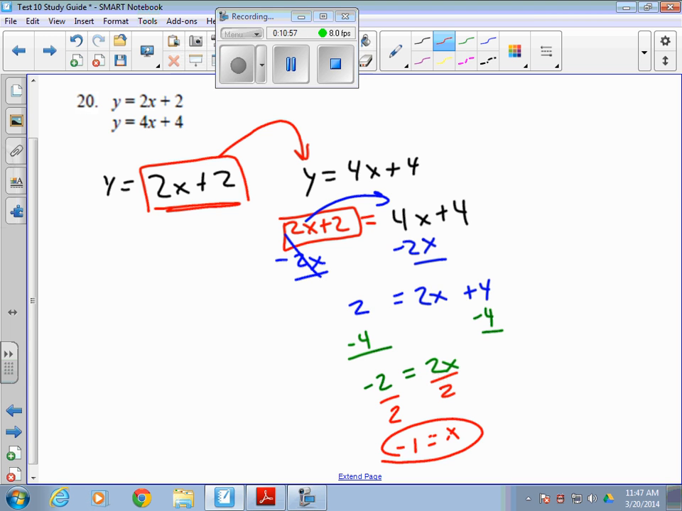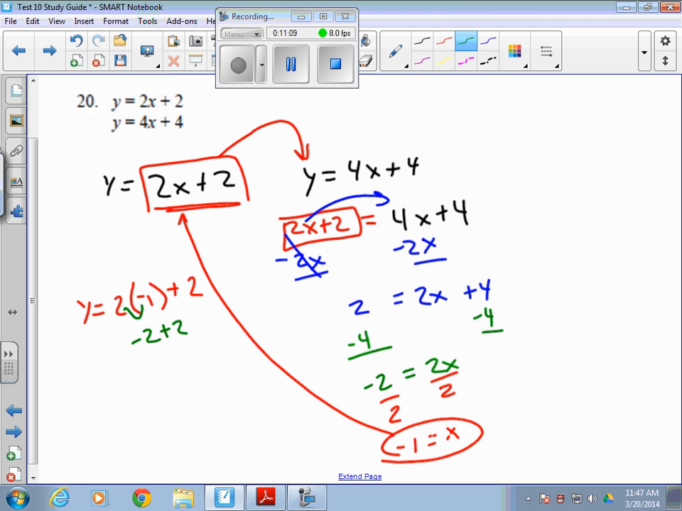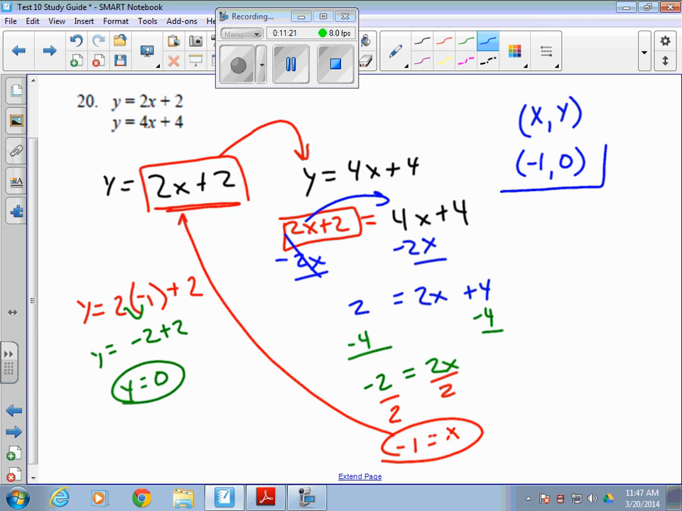Once you have that one, bring it right here and plug it in for x. So y equals 2 times our new value for x, negative 1, plus 2. 2 times negative 1 is negative 2 plus 2. So y's value is 0. X comma y, you always want to write them as an ordered pair unless instructed otherwise. X is negative 1, y is 0 is the solution.